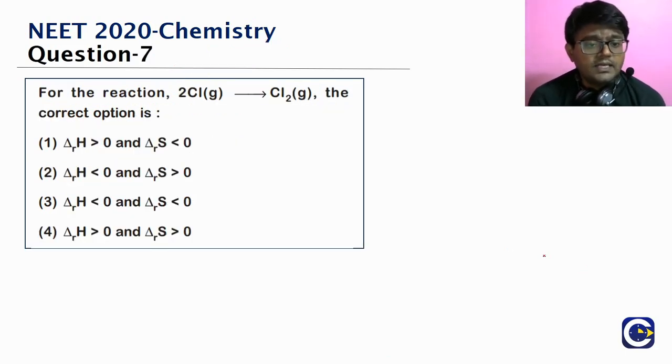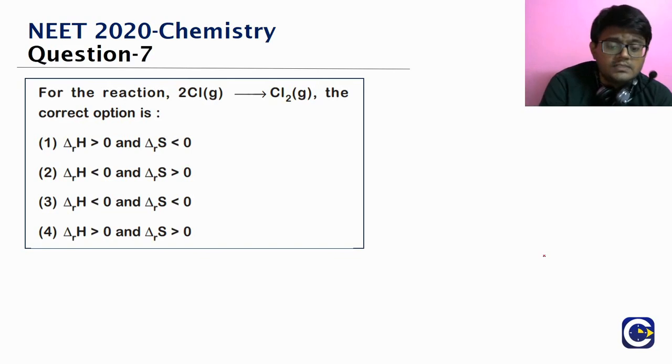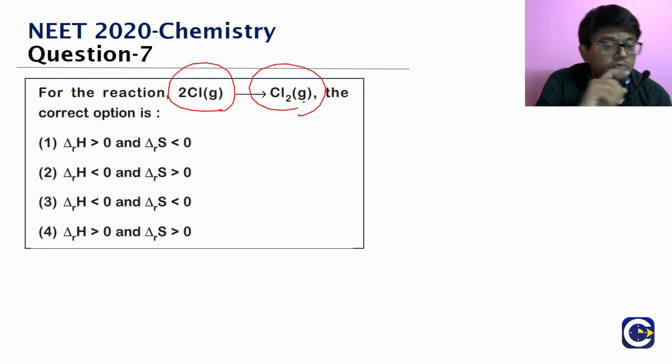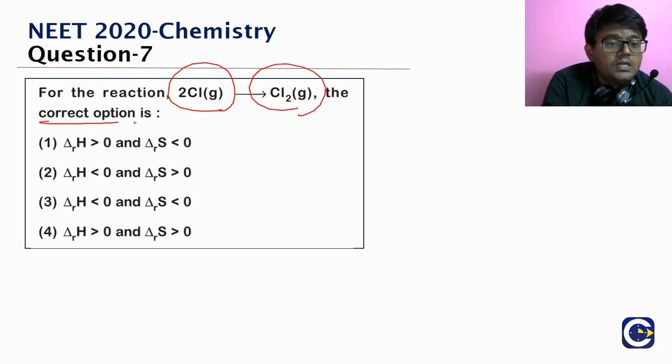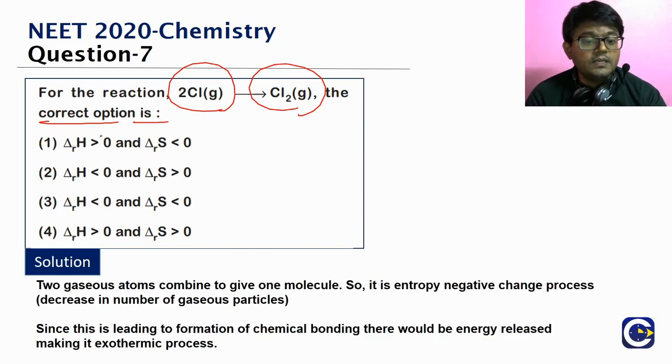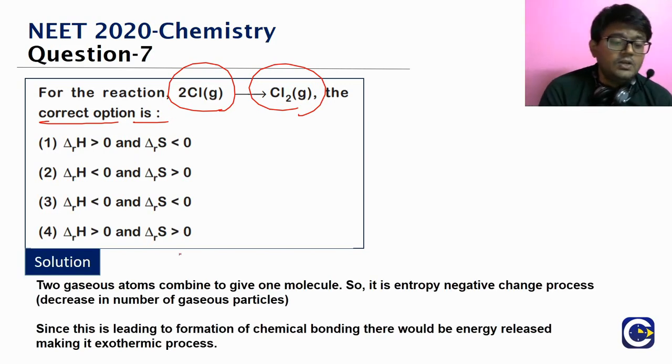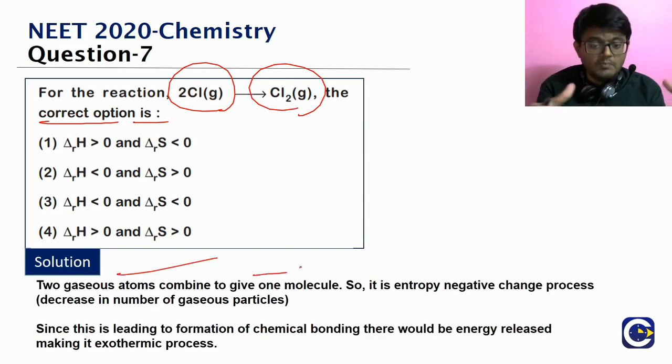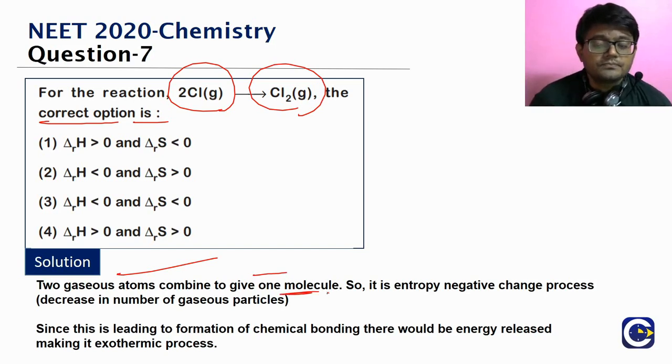This is a question from the thermodynamics chapter, mostly a theoretical question. For the reaction, what is the reaction they are giving us? Two gaseous chlorine atoms are combining to form one chlorine molecule. Which of the options is correct? They are talking in terms of delta H, which means enthalpy change, and delta S, which means entropy change. See, if you understand what is happening: two gaseous atoms are combining to form one molecule.